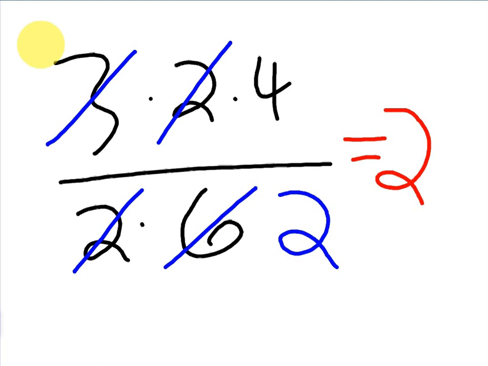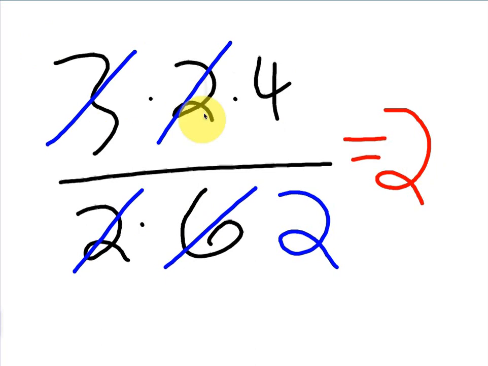Okay, so we have 3 times 2 times 4 divided by 2 times 6. The first thing that happens is we can cross the 2's out, right? That's the first thing we're going to do. The second thing we can do is take the 6 divided by the 3 to get the 2 on the bottom. Now we're left with 4 divided by 2, which is 2.